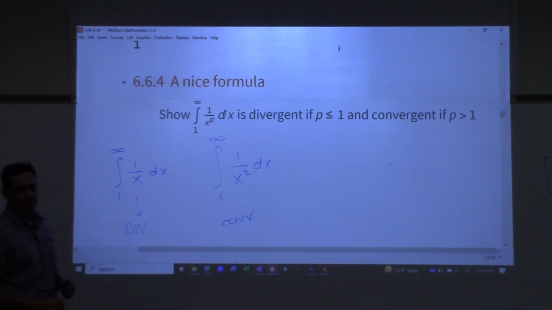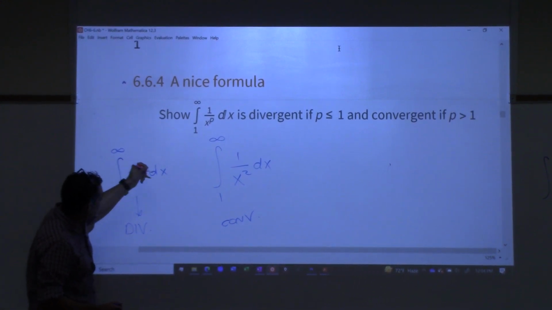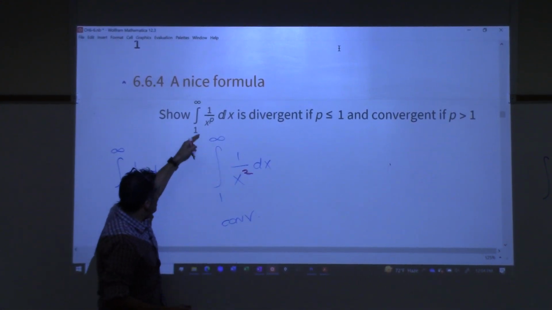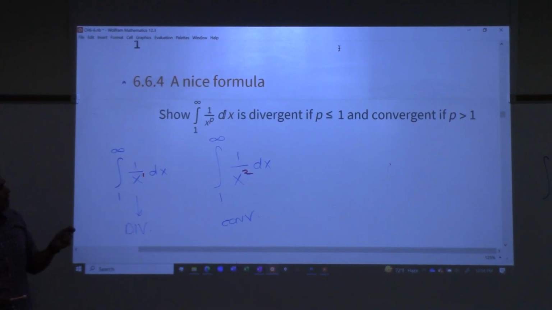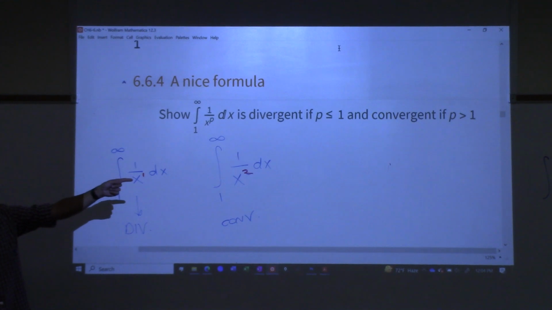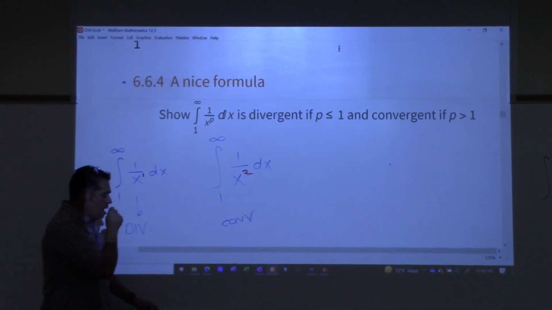This property is saying that the power that you see on the x, this power is a 1, this power was a 2, that power dictates your convergence or divergence. If the power is bigger than 1, you're going to get convergence. But if it's less than or equal to 1, you're going to get divergence. And we need to show that, all right? We're going to prove that this is true.